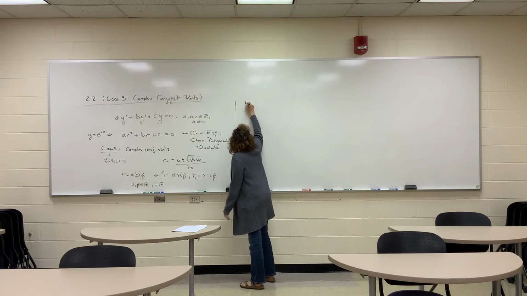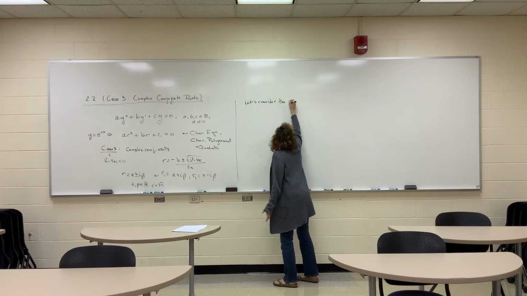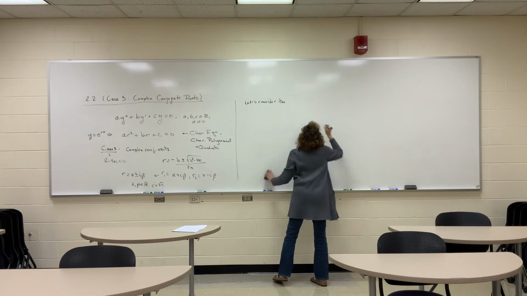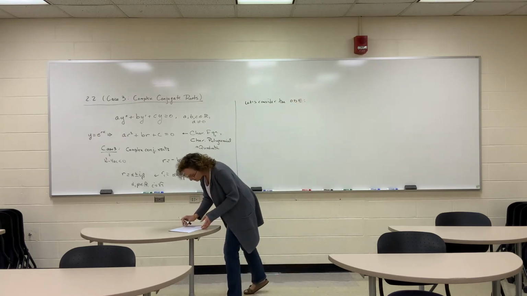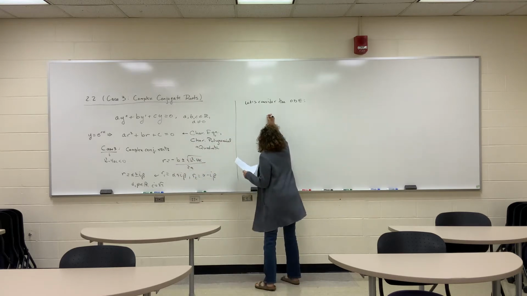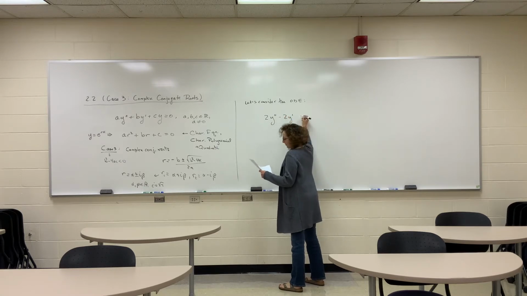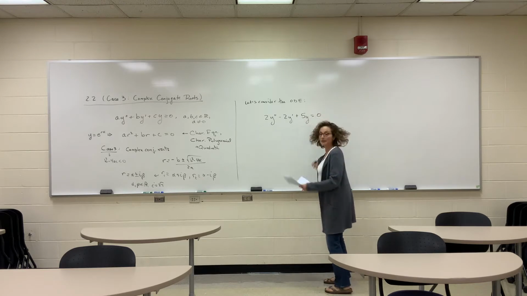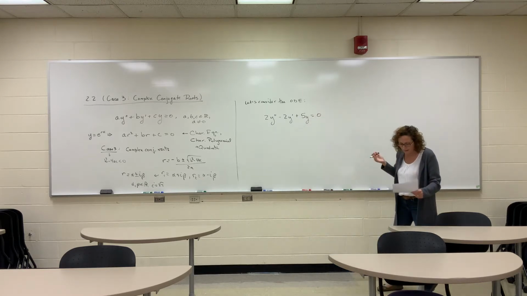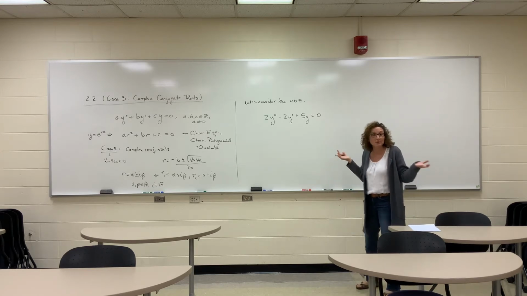Okay, so let's consider the ODE, let's do 2y double prime minus 2y prime plus 5y is equal to 0. Okay, let's go with that. Okay, 2, 2, and 5, they're kind of nice numbers, right? That doesn't look so terrible, right?